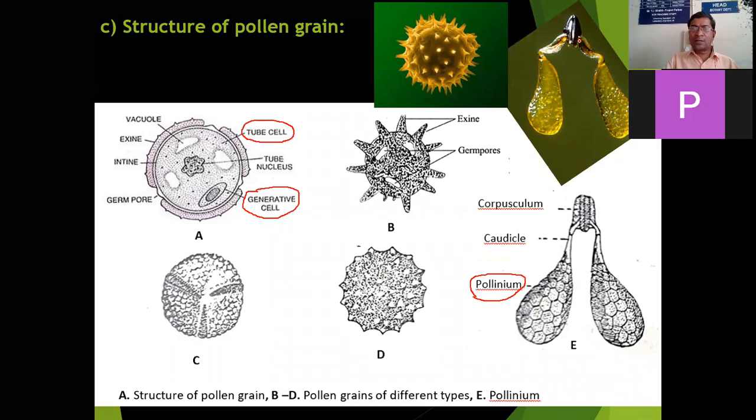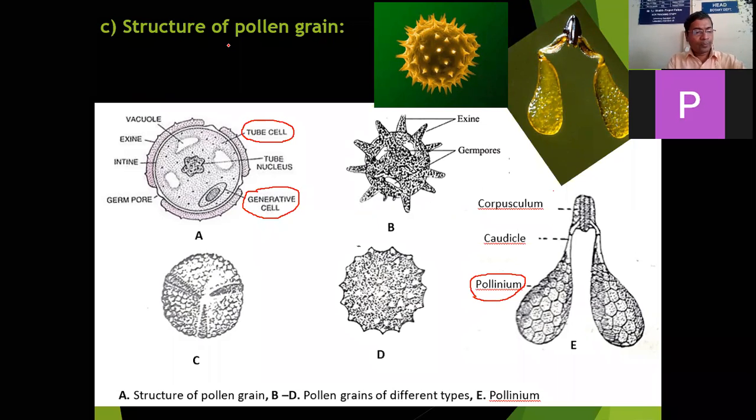So when the insect visits that flower, this corpusculum attaches to the body of that particular insect, and the pollination mechanism takes place. That we will see in the latter part. So that is the structure of the pollen grain.